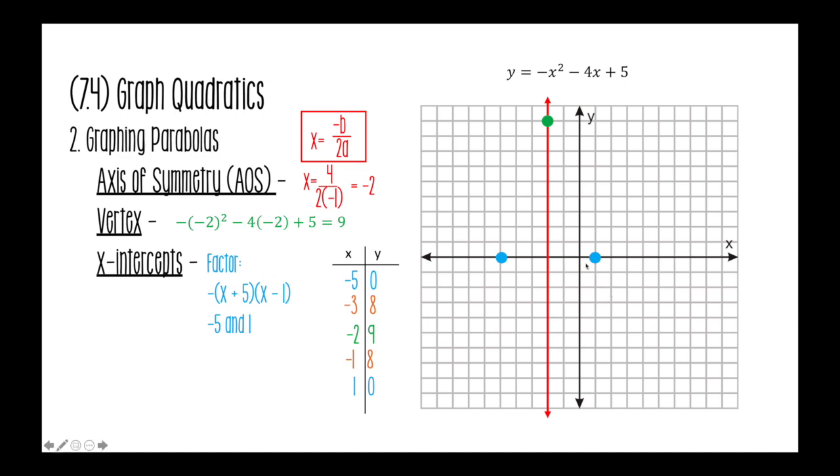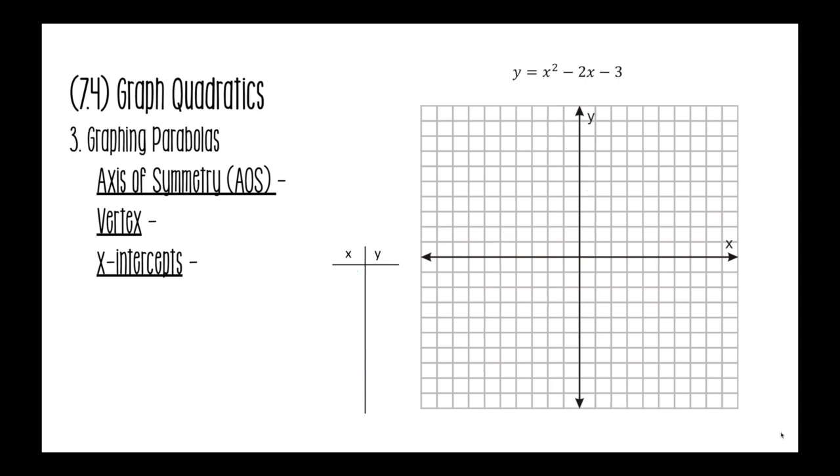You do want to pick ones that are equally distant from the axis of symmetry. That's always going to be your best option. So either the two that I picked, or maybe 0 and -4 would have been good options. When you plot those, it should look like this, and connect, and that should be your final graph.